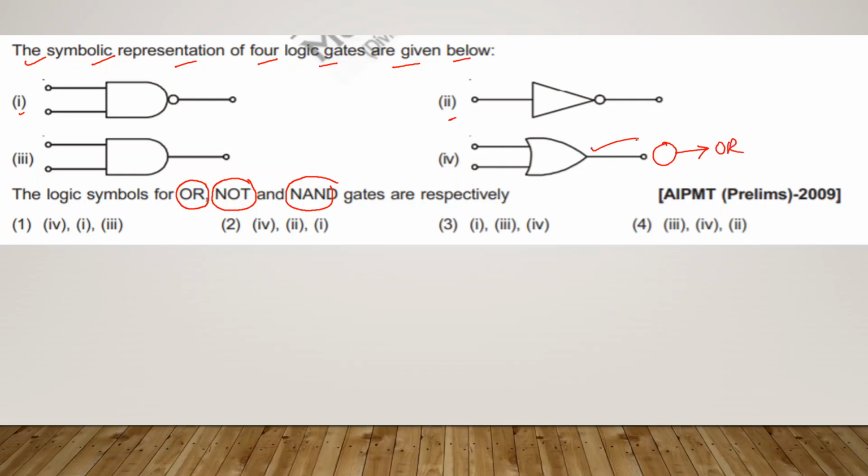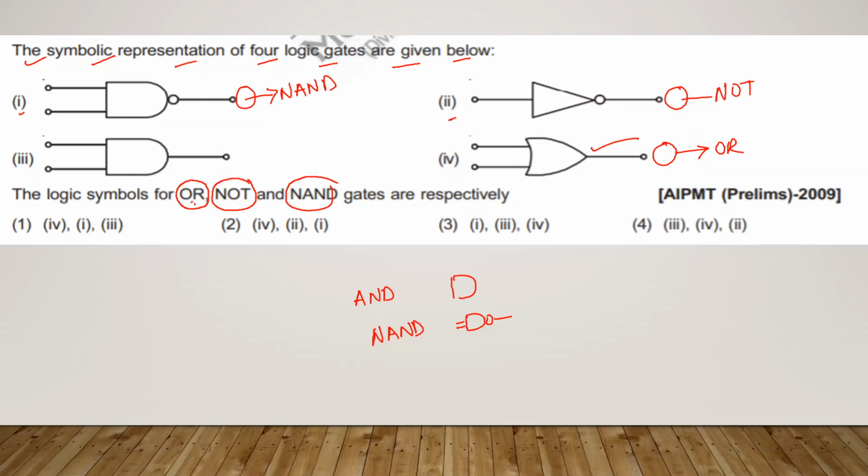A leaf-like structure is known as OR gate. Next, which one is NOT gate? We know that this is NOT gate. I said that a triangle with a bubble represents NOT gate. And which one is NAND gate? We know that for AND gate we will be having only a D symbol, whereas for NAND gate we will be having a D symbol plus a bubble. So which one is the option? This one is the NAND gate.